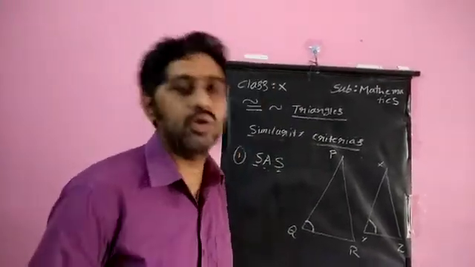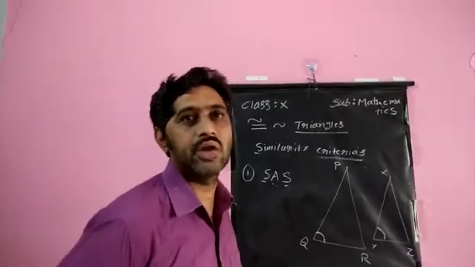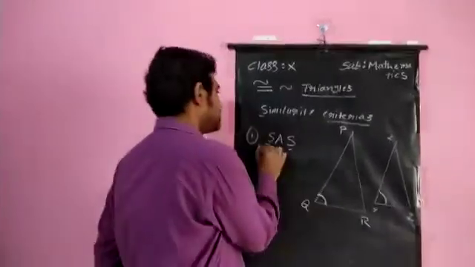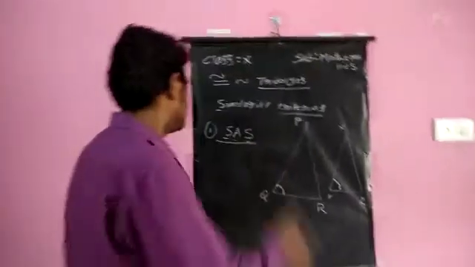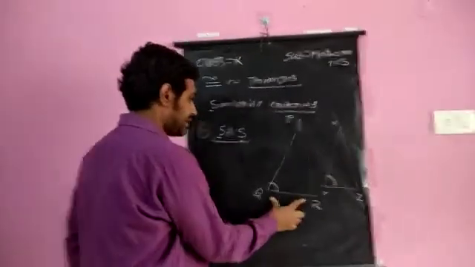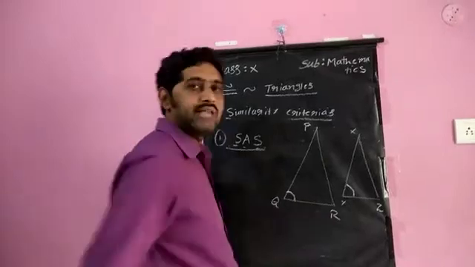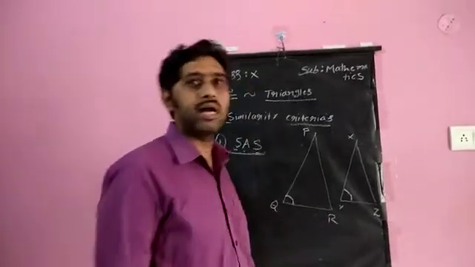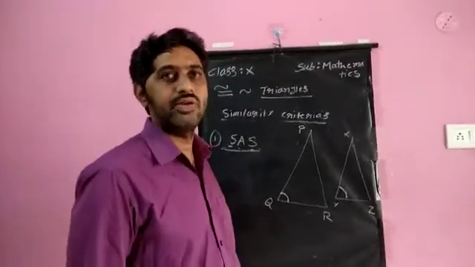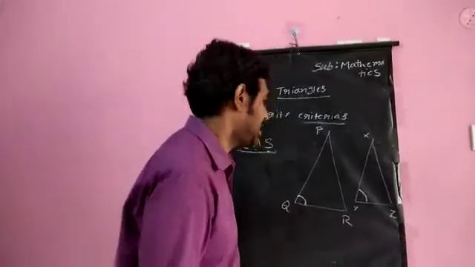and the sides including those angles are proportional. Then also we can say that the two triangles are similar by side angle side similarity rule. Side angle side. This angle is formed by this side and this side. This angle is formed by this side and this side. If the sides including those two angles are proportional, then we can say that these two triangles are similar by side angle side similarity rule.